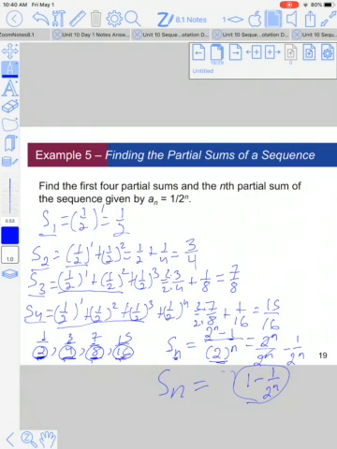All right, so that's partial sums. Hopefully that helps out. We're going to move to sigma notation in the next video.